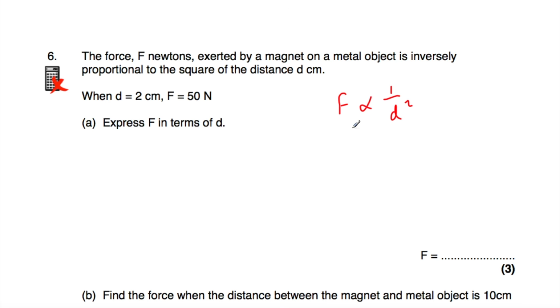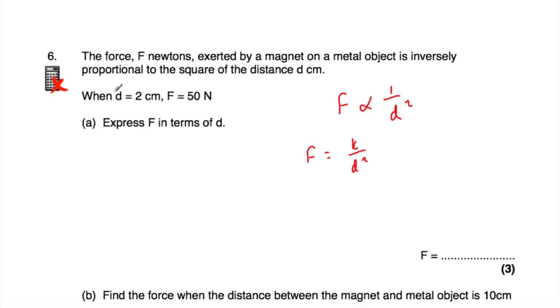Okay, now we're going to get rid of the proportionality symbol and put the constant of proportionality on the numerator here, because we're multiplying the right hand side by k. So we're going to get that F is equal to k over d squared. And we want to work out what k is, because then when we work out what k is, we've expressed F in terms of d.